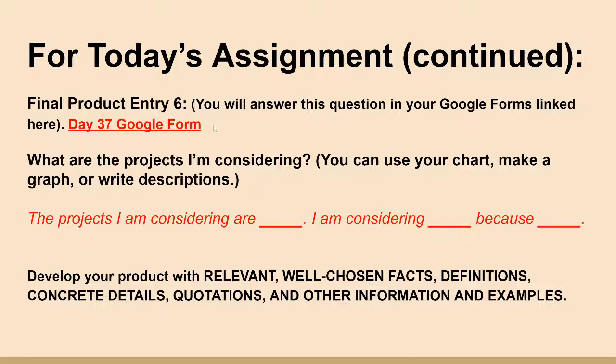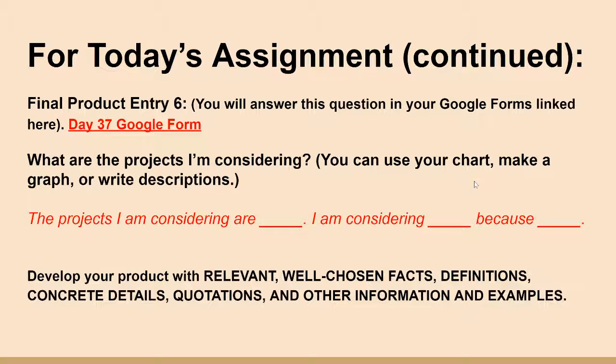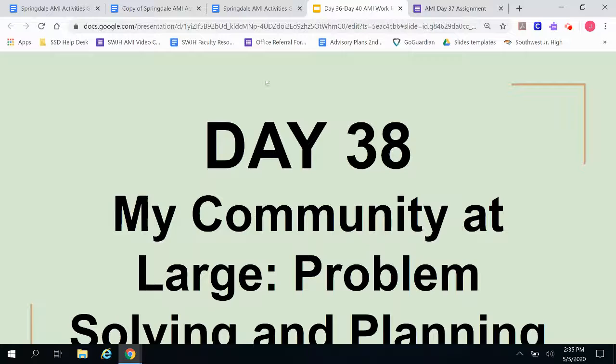So your final product for today, as usual, you're going to answer this question in your Google Forms, which is linked here, and we'll go to that in just a minute. You're thinking about the projects you're considering. So the projects you put here on your ranking a project, those are the projects you're considering. And you're going to explain why you're considering those. We'll answer that question in our Google Forms. You'll notice the slides change color after that. So that is the last slide for that day.